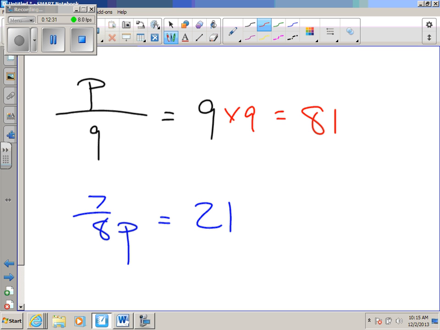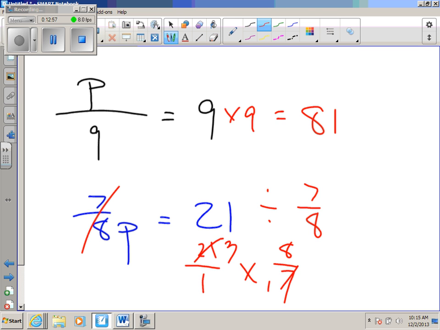Sometimes your variable is next to the fraction. In that case, what's happening to P right here? Yes, being multiplied by 7/8, so the opposite, divide by 7/8. Once I get there, I should be fine. 21 over 1 times 8, 7. 21 and 7 have 7 in common, 3 and 1. And 24 over 1 is 24. Okay?